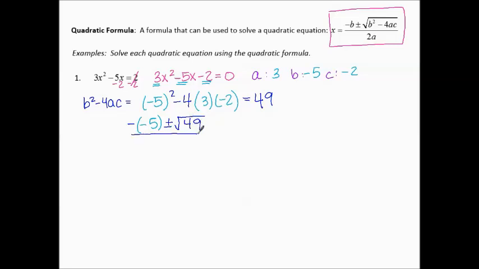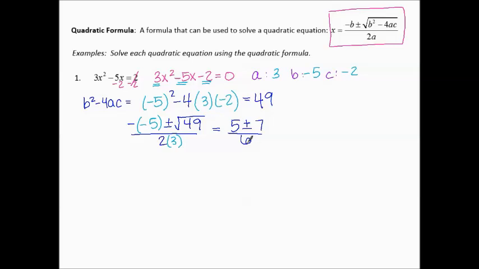All over 2 times a. So I have 2 times my a is 3. Okay. Is equal to, now I have a negative times a negative 5, so I have positive 5 plus or minus the square root of 49 is going to be 7, all over 6.